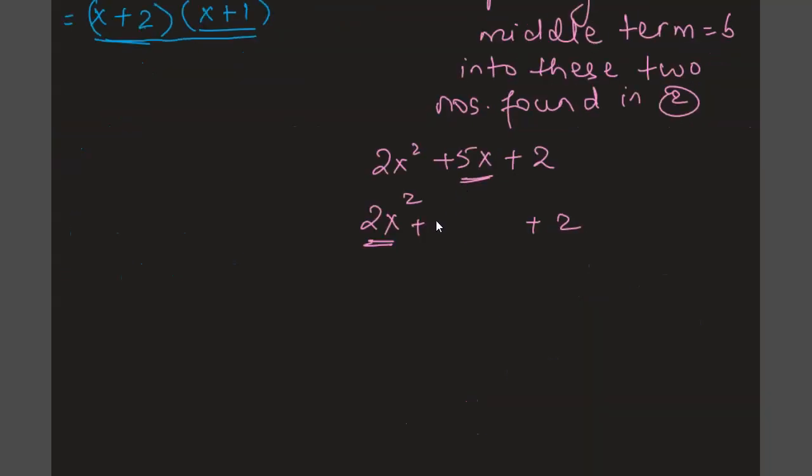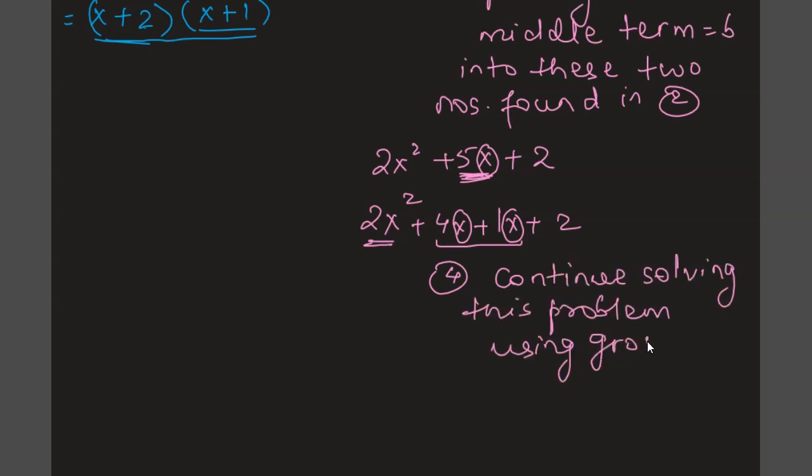So I would write this down as 4x plus 1x. You have to note that this variable is also going to stay with these two numbers. So I'm going to split this 5x into 4x plus 1x. Now you see I have 4 terms, and once I have 4 terms, I continue doing grouping and common factors. So that's my fourth step.